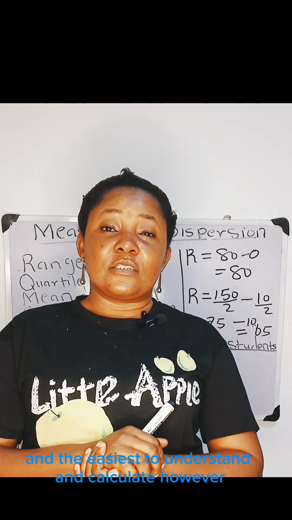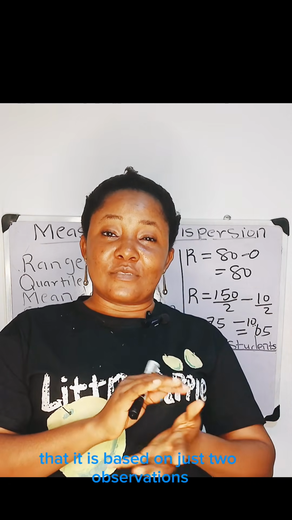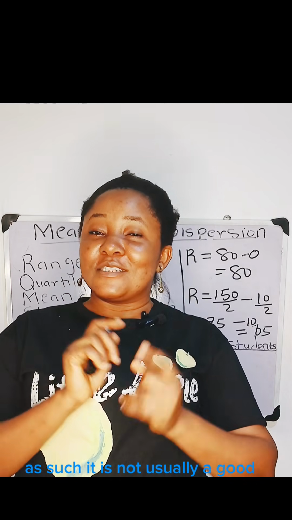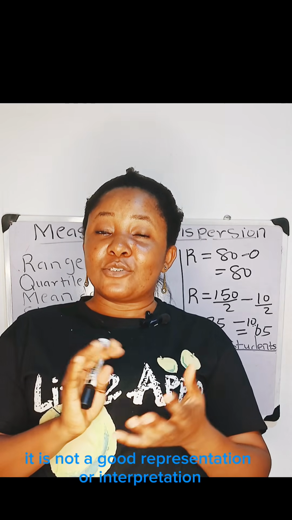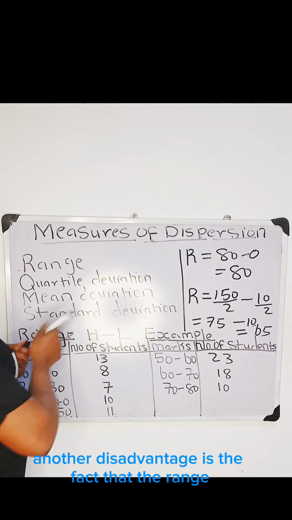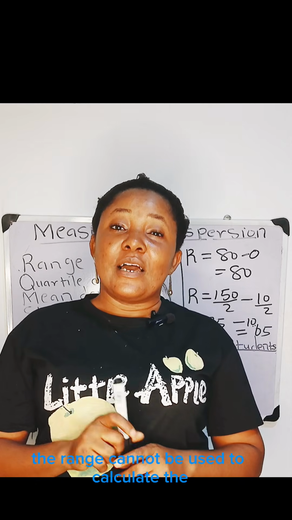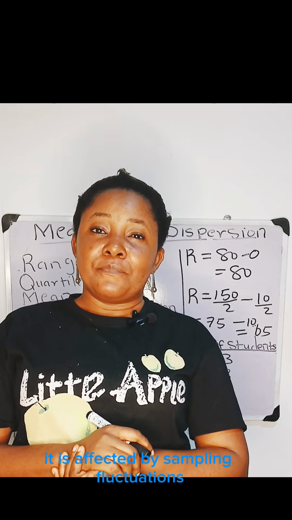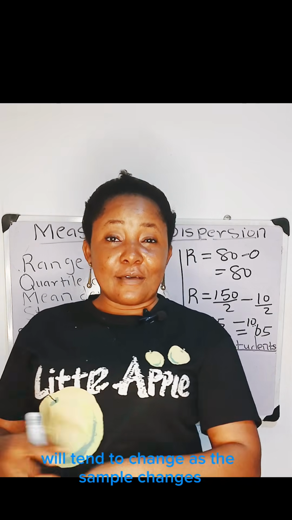However, it has disadvantages. One of the disadvantages is the fact that it is based on just two observations out of the set of observations you want to calculate. As such, it is not usually a good measure. It is not a good representation or interpretation of the dispersion of the data you're trying to describe. Another disadvantage is the fact that the range cannot be used when we have open-ended intervals. The range cannot be used to calculate the dispersion. And the last disadvantage is that it is affected by sampling fluctuations. That is, the range will tend to change as the sample changes.